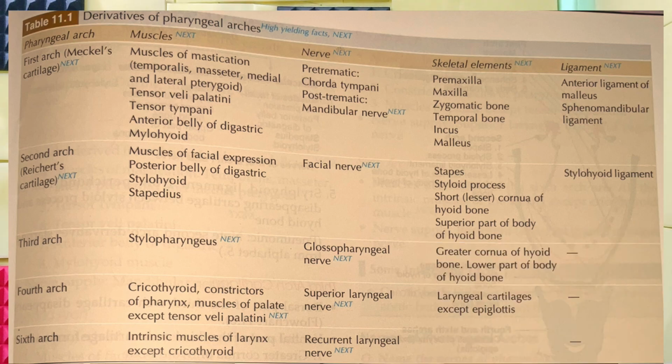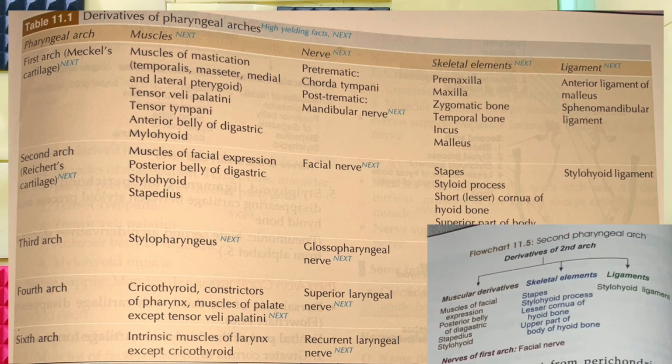That's it. The next is our second pharyngeal arch. From part of this, we are getting a cartilage, and this is known as Reichert's cartilage. From Reichert's cartilage, we are getting the stapes bone, styloid process of the temporal bone, then lesser cornu of the hyoid bone and the upper part of the body of the hyoid bone. Okay. We are also getting the stylohyoid ligament, almost every muscle of facial expression along with the posterior belly of digastric muscle, stapedius muscle and the stylohyoid muscle. We are also getting the facial nerve from this second pharyngeal arch.